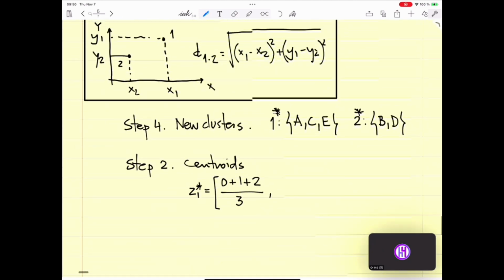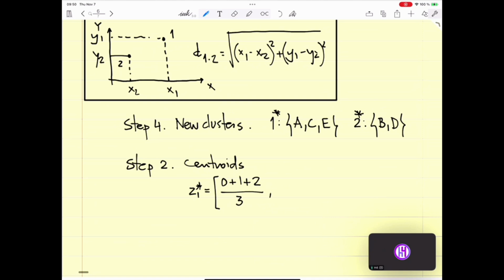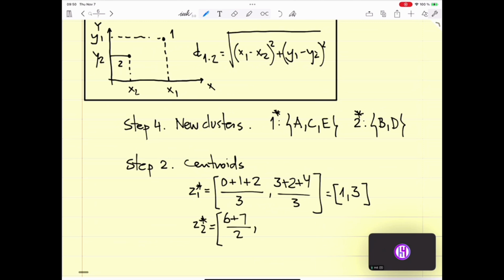And then the y coordinate is 3 plus 2 plus 4 divided by 3. This delivers a centroid situated at 1 and 3. And then centroid Z2 star is 6 plus 7 divided by 2. The coordinates x of B and D, and 1 plus 0 divided by 2. And this gives 6.5, 0.5.